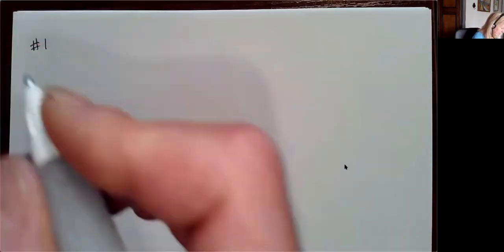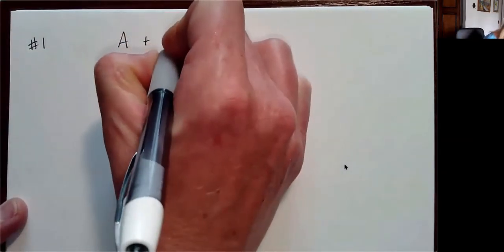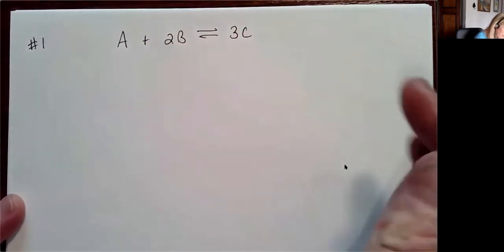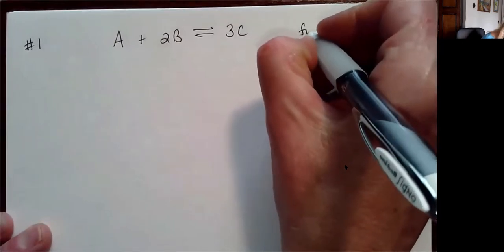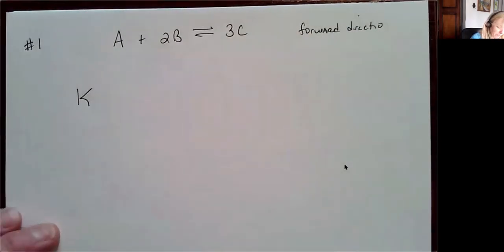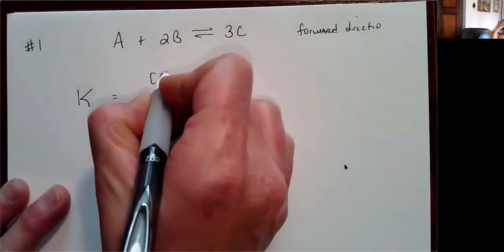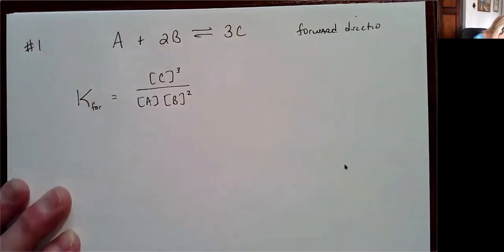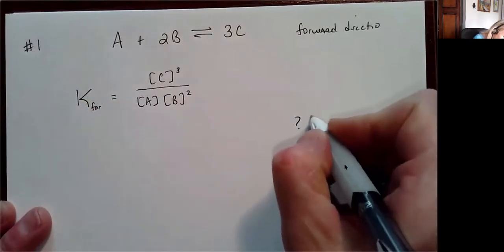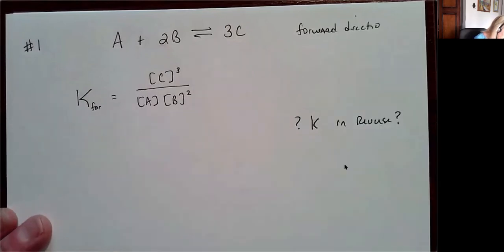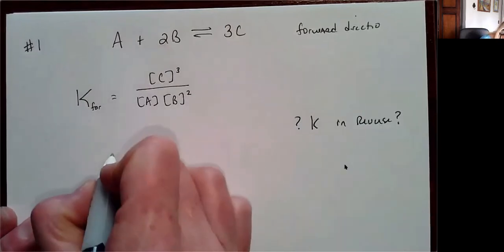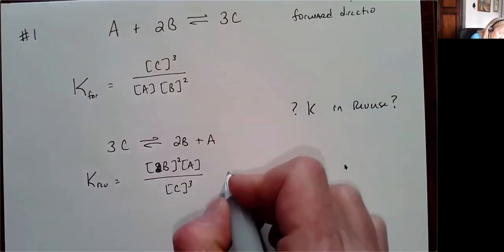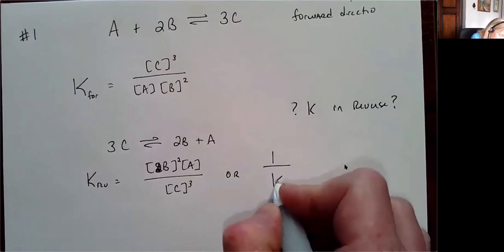I'm going to consider this reaction here, A plus 2B, and this is an equilibrium. Everything in this chapter is going to be equilibrium. 3C, and I've written this in the forward direction. And so if I write my law of mass action for this, I'm going to have my products to the 3rd power over my reactants, and this would be K forward. Now let's say I want to know what will K be in the reverse. So I could write this in reverse, so my reaction in reverse would look like this. And so that would be my K reverse. Or I could just write this as 1 over my K forward.